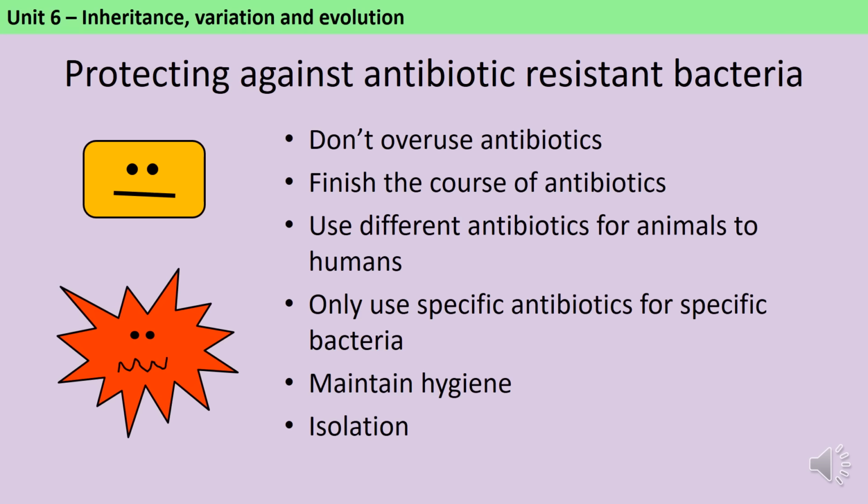We tend to try to avoid using the same antibiotics for humans and for animals, and where possible we use narrow spectrum antibiotics which only work on a few specific species of bacteria. Maintaining hygiene with regular hand washing is also important, and when someone does have an infection with an antibiotic-resistant bacteria, for instance MRSA, then we try to keep them in isolation to prevent that infection from spreading.